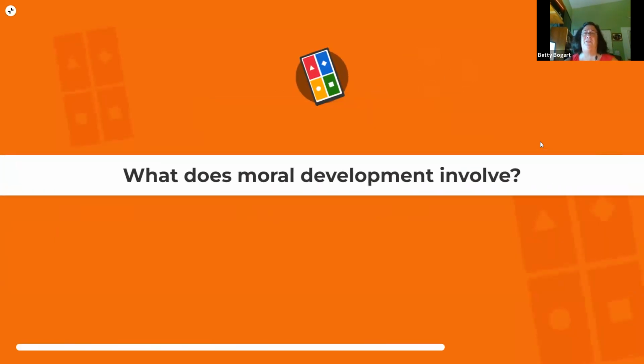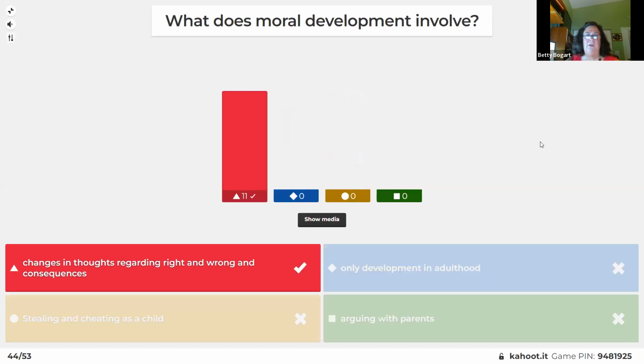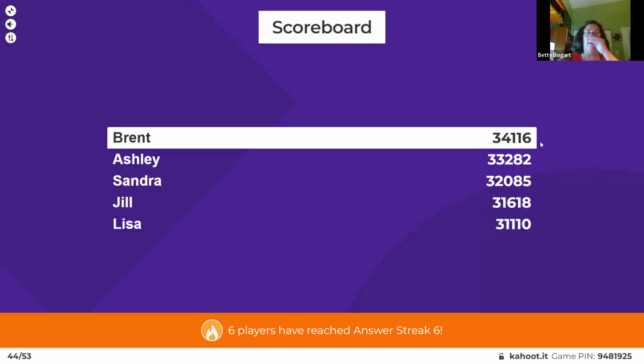What does moral development involve? Well, whenever you see moral, think Kohlberg. Moral development is all about Kohlberg, that theorist. And when you think about Kohlberg, it's right and wrong and a consequence for either, okay? Kohlberg, very simple. And of course, it's also about same-sex peers too.